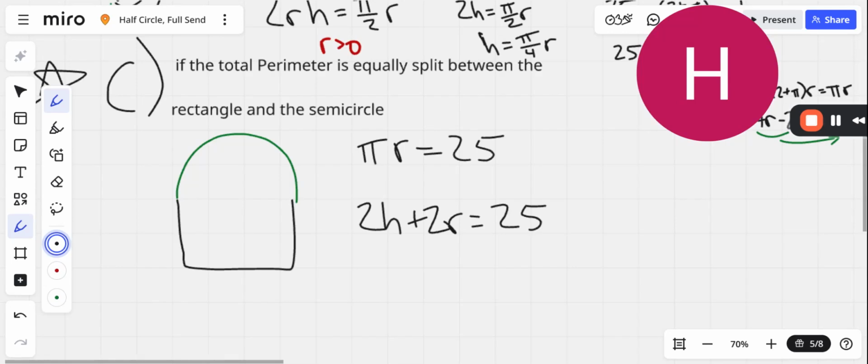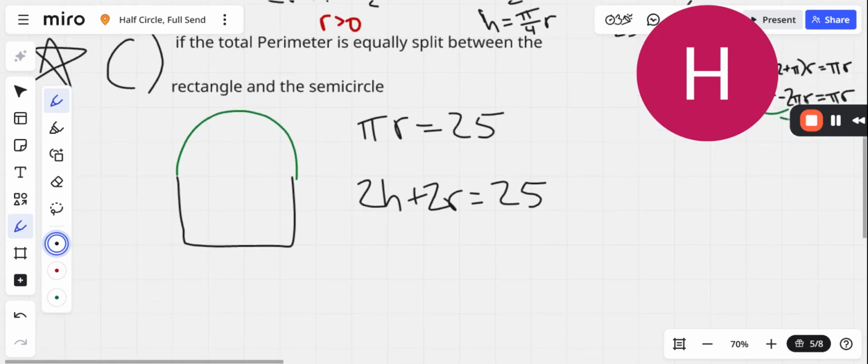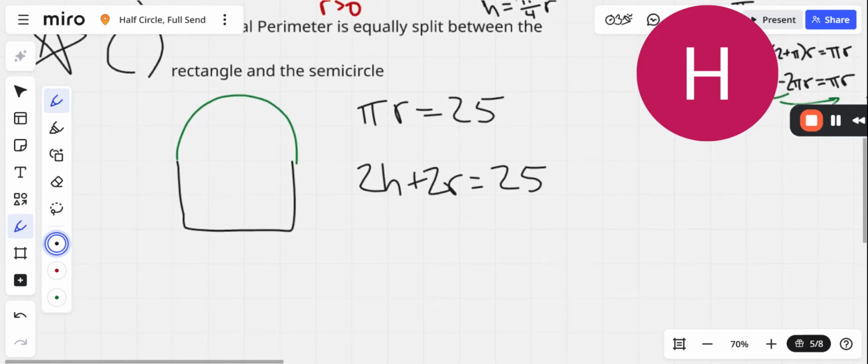So how does that help us? Well, we have a very limited amount. We have 25 for both. So we just need to solve this system of equations. It's actually a pretty easy system of equations to solve, because we can take the pi r, divide both sides by pi, and we get an expression for r in terms of no other unknowns, actually. So r just equals 25 over pi.